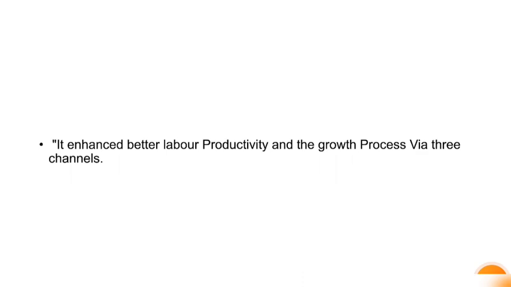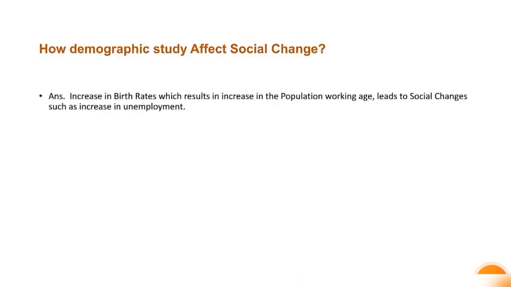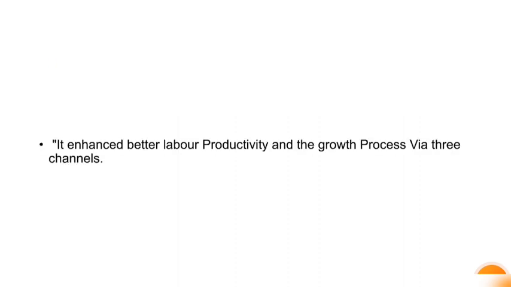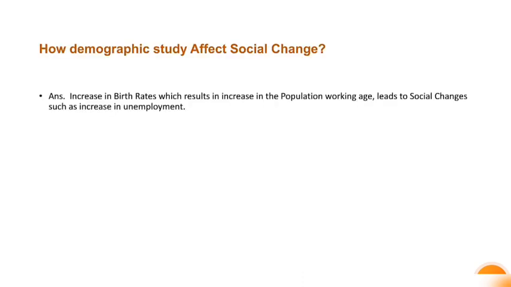Now, how does technological upgradation or technological modification help? It enhances better labor productivity. Labor productivity will be better with the help of technological modification or upgradation, and the growth process via three basic channels. What are the three channels? The three basic channels are education, employment, and income. So income, employment, and education are the three basic channels by which labor productivity will increase.